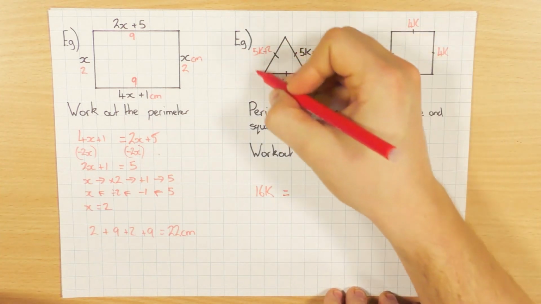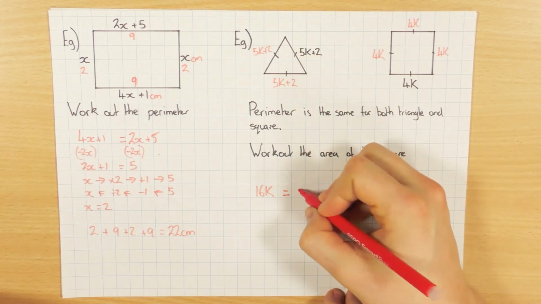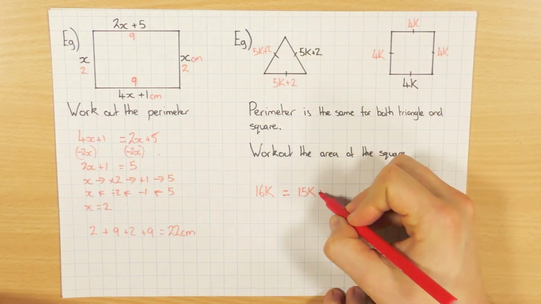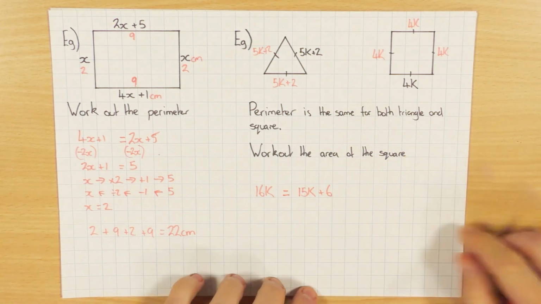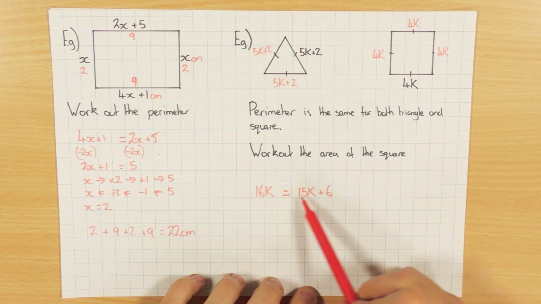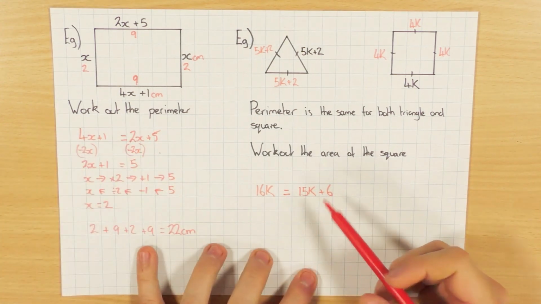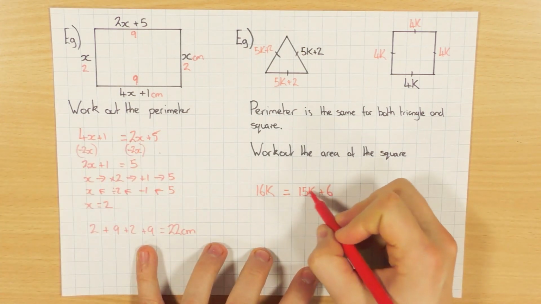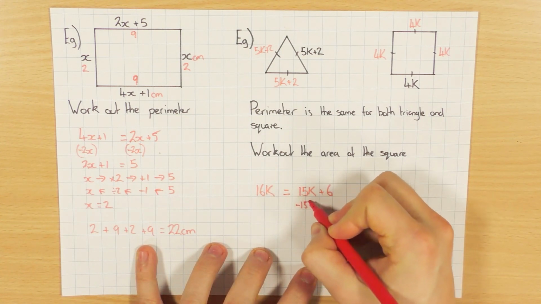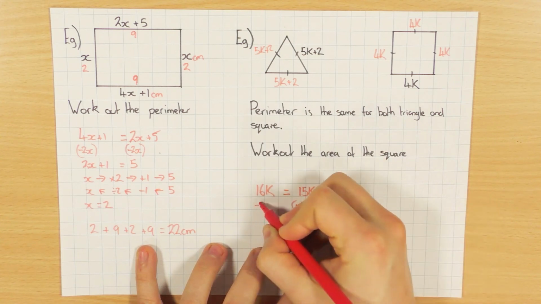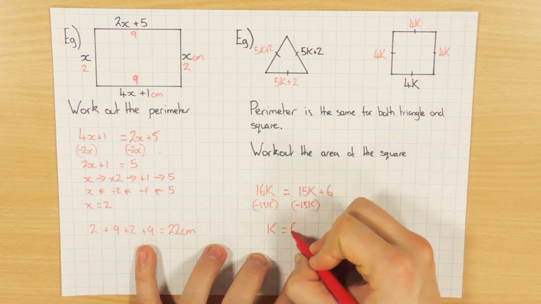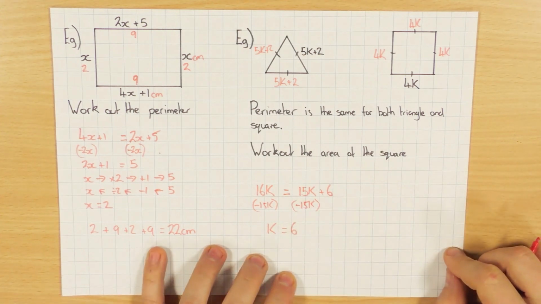We're told the perimeters are the same, so they are equal to each other. And then I need to work out the perimeter of this. 5k, 5k, 5k is 15k. 2 plus 2 plus 2 is 6. So again, I've got x. Oh, sorry, in this case I've got k. K's on both sides, just like over here. Identify the smaller one. 15k is definitely smaller than 16k. So let's get rid of it by minusing 15k from both sides, which leaves me with k equals 6. Nothing left to do there. Nice, easy solve that one.